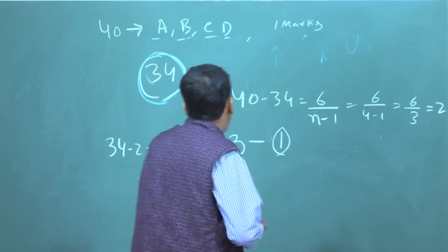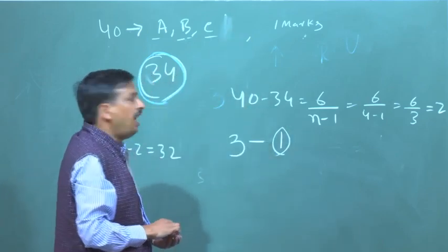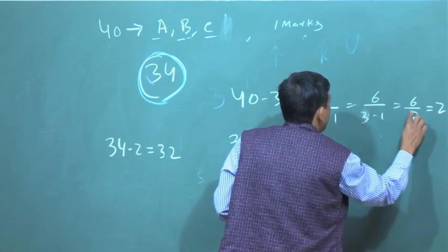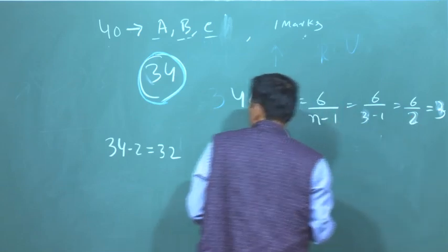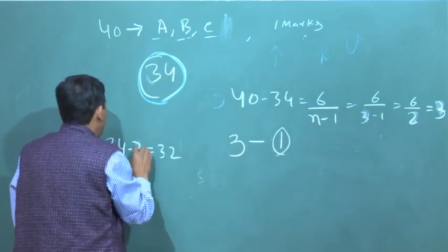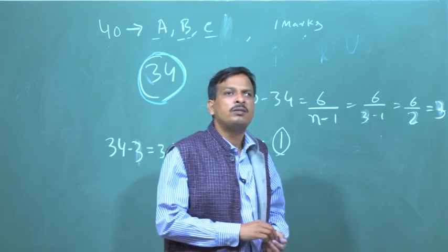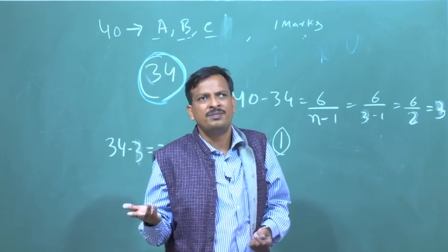If I have only 3 choices, then it is 3 minus 1, which is 2, so 6 divided by 2 is 3. So, it is 34 minus 3, the correct marks is 31. If it is a 5-choice item, then 5 minus 1.